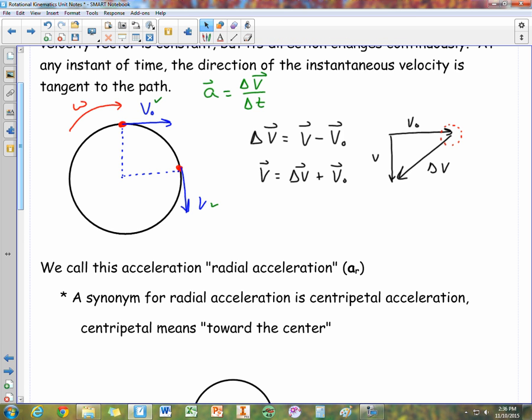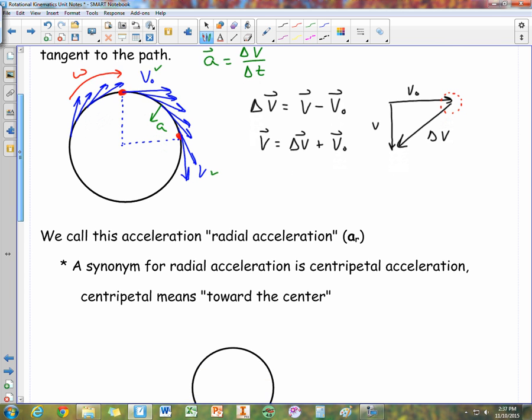It might not be too obvious here, but if I were to start drawing all of the tangential velocities that there are, and as you might imagine, there's an infinite number of them because there's an infinite number of points, collectively, all of these give me an acceleration towards the center. We call this acceleration radial acceleration.